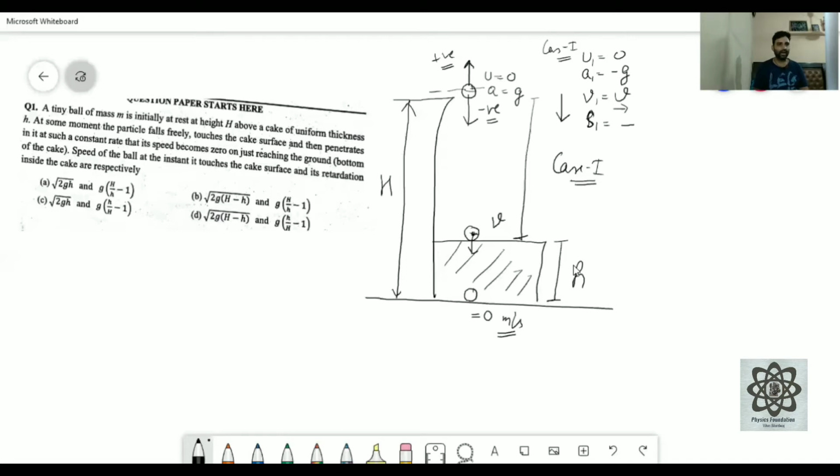Now see the height with which it falls. It looks like it is falling the total height H, but in free fall, until the external force of the cake is applied, the height with which it falls is this one. If we call this point A, this point B and this point C, the total height it falls is AB, and the height of AB can be written as capital H minus small h. This is the height. The negative sign is just to depict that it is going in the downward direction, because we have taken the downward direction as negative.